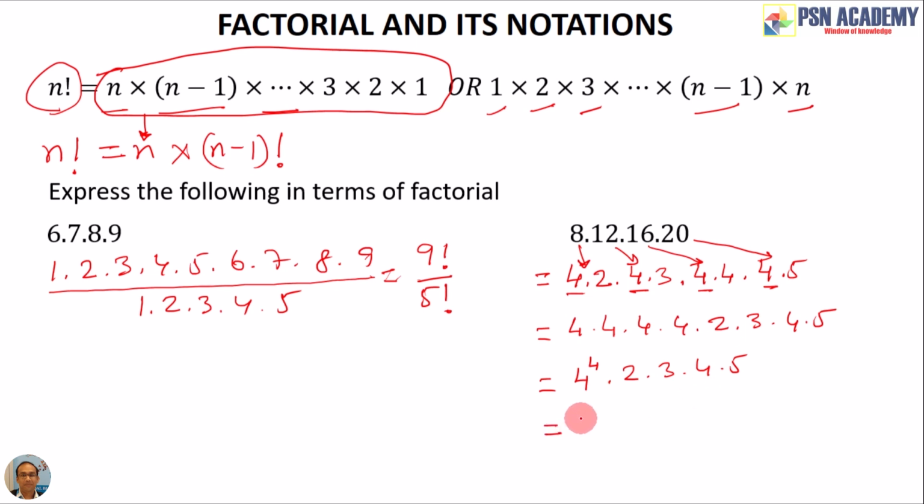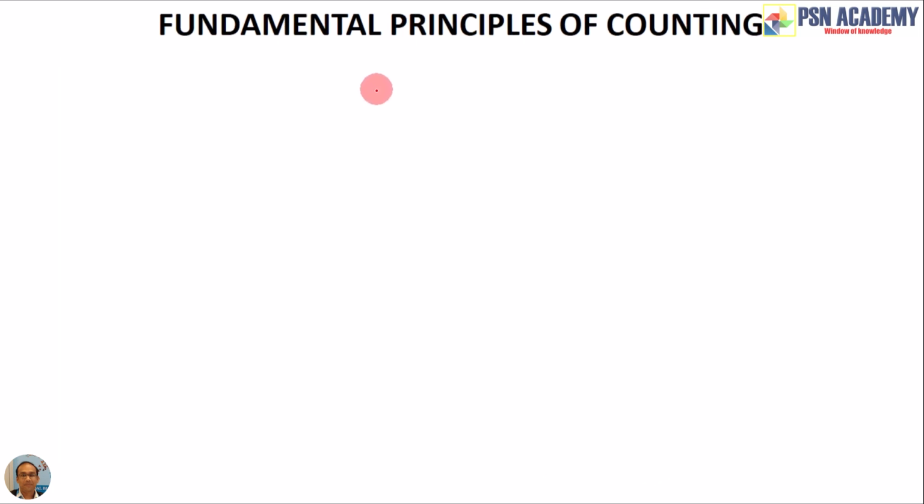Now you can see that the formation is very simple. 1.2.3.4.5, because this 1 was missing, but we can push it inside because it does not change anything. So ultimately we have got 4 raised to 4 dot factorial of 5. Clear? Now we will talk about two fundamental principles of counting, right?